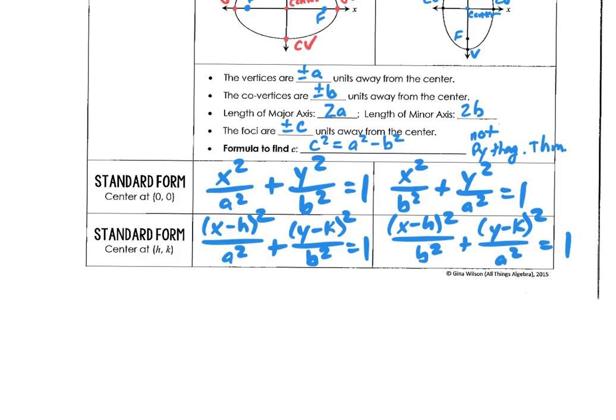The things that we're going to have to pay attention to is where's my center at? That's going to be a really big part of it. If there is a center at 0, 0, it's going to be one of these two. If my center is at somewhere else, I'm going to use one of these two. And then is it a vertical ellipse or is it a horizontal ellipse? And that'll tell me where the a squared and b squared values go.